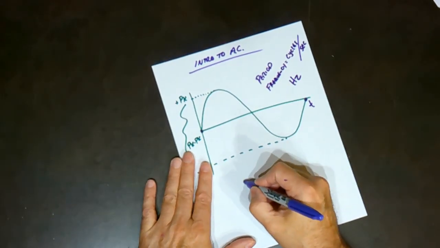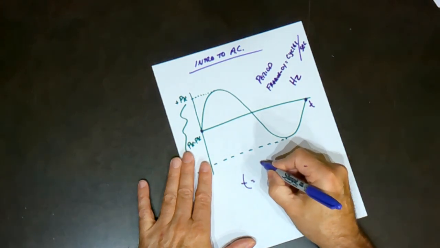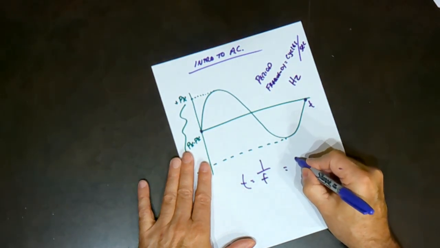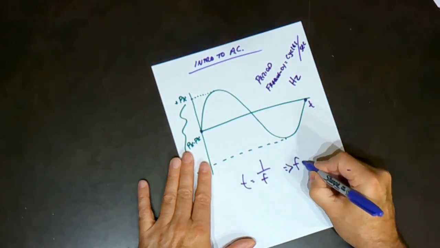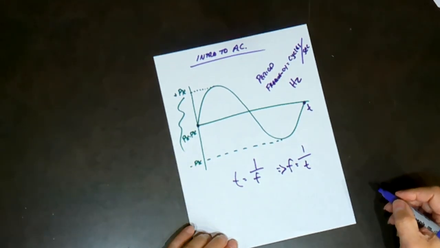So the period, the amount of time, is equal to 1 over the frequency. Therefore, the frequency is also equal to 1 over the period, or the amount of time.